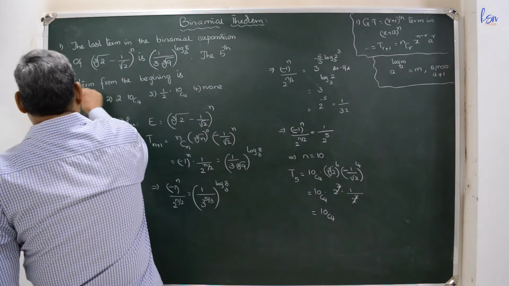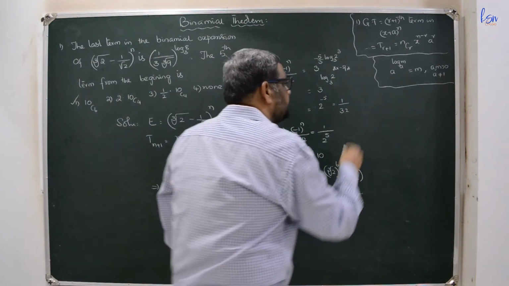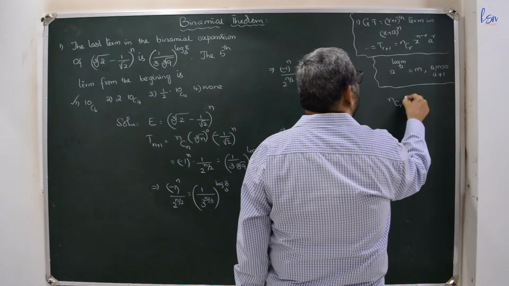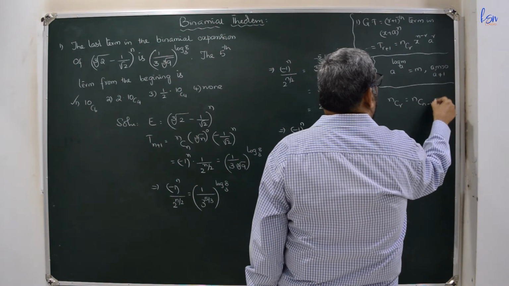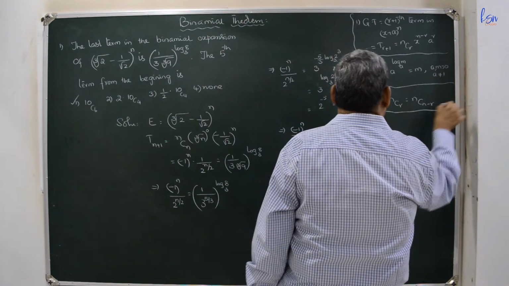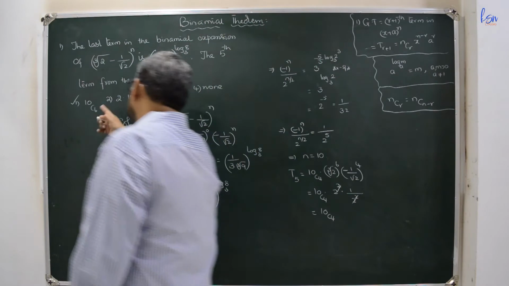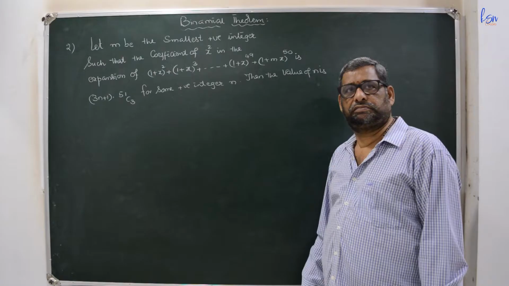So the result is 10C6, because nCr is equal to nC(n minus r). So 10C4 is equal to 10C6. The first one is the option.